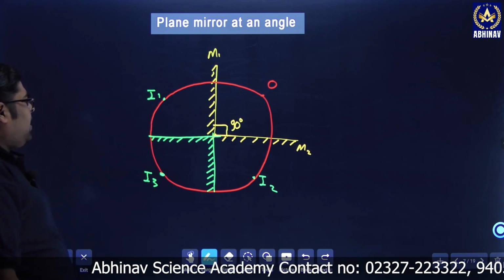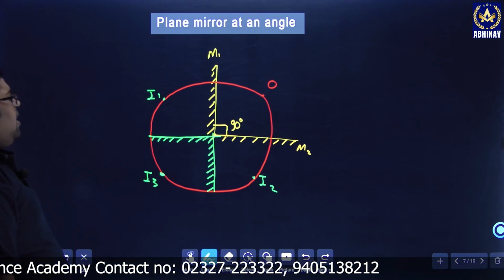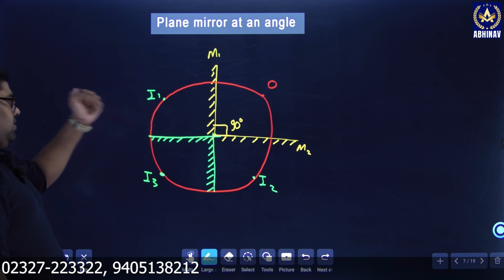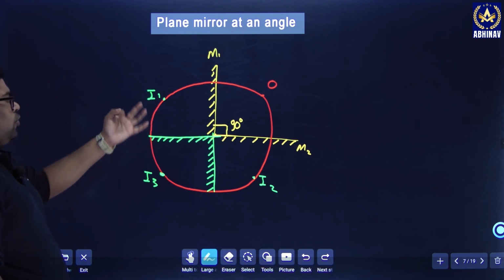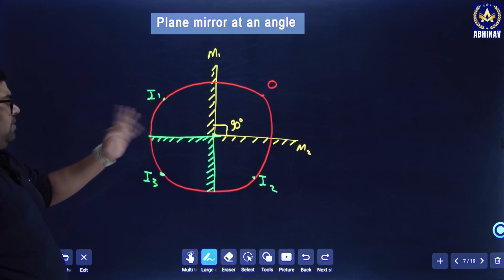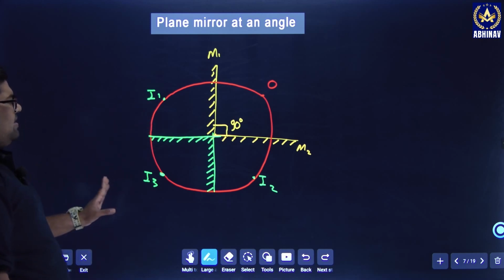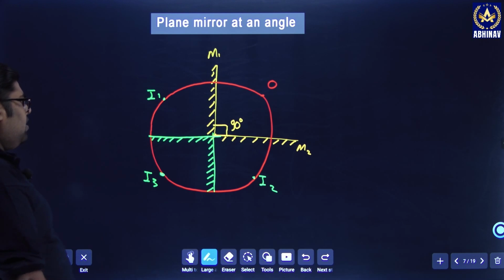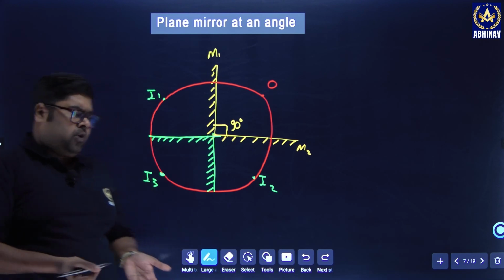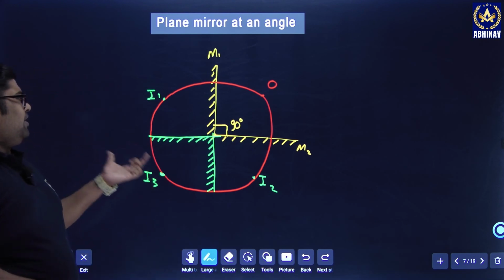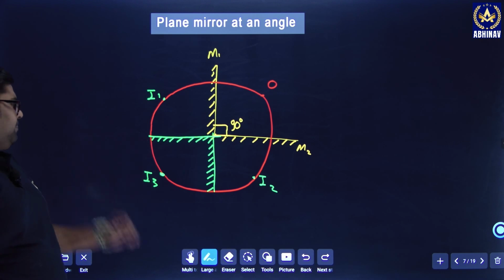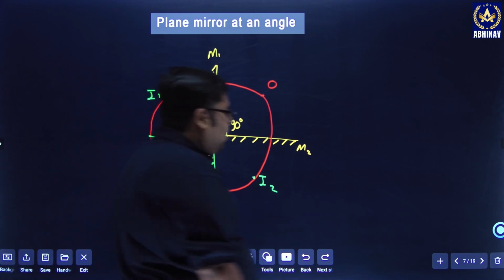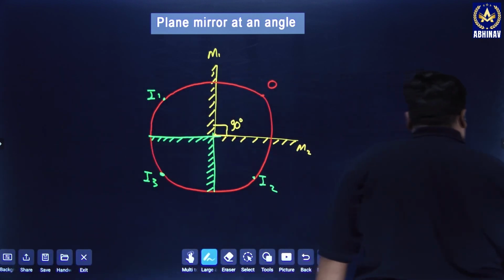So now we can count the number of images. If two plane mirrors are arranged at an angle of 90 degrees, a total of 3 images can be formed here. So this is a manual method. If you don't know the formulas for it, you can always go for this method. Or even if the angles seem to be confusing, you can always solve it this way. But we'll make it easier for you.